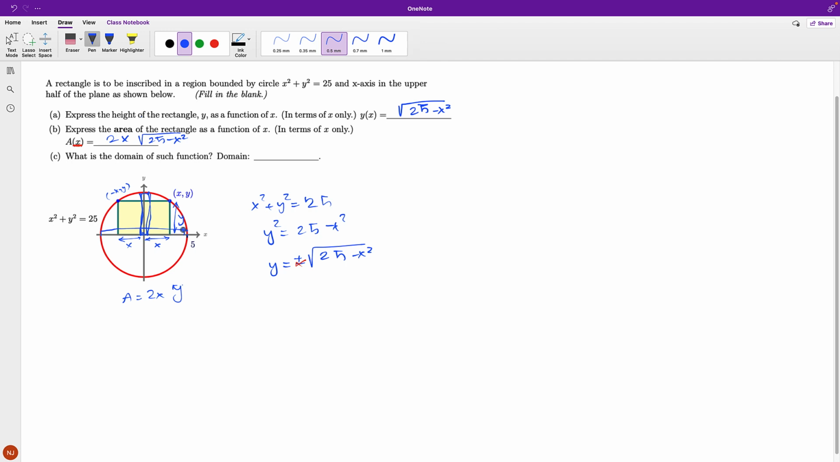very wide, very short. And so it seems like anything between 0 and 5. If I include 0 and 5, there won't be any area. There won't be a rectangle. So that's the perfect answer for it.